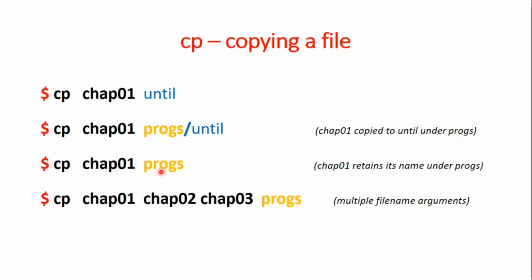It is also possible to give multiple file names to the cp command, provided that the last argument passed is the name of the directory. Chap1, chap2, chap3 are the three file names, and the last one, the fourth argument, is progs, which happens to be the directory. All these three files will be copied and pasted under progs. So the cp command will take multiple file names, but the last argument has to be the directory name. Let us look into the various cp options.